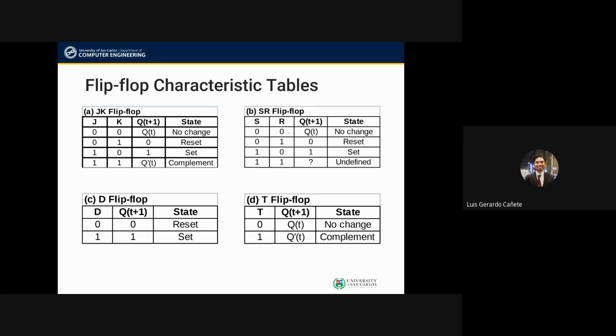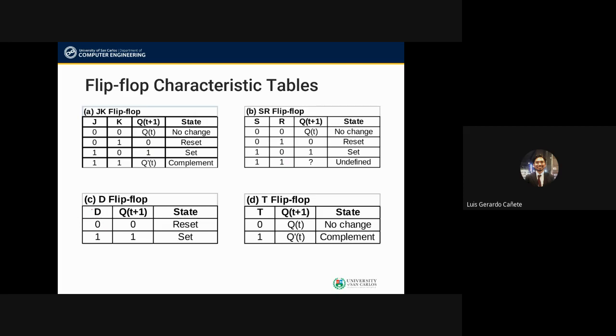We can do the same for the SR flip-flop. 0, 0 would give you just the same value. There's no change. It stores the value. 0, 1 would then give us Qt plus 1 equal to 0, or the reset state. And 1, 0 for SR would give us the set state. 1, 1 is undefined. It's indeterminate.